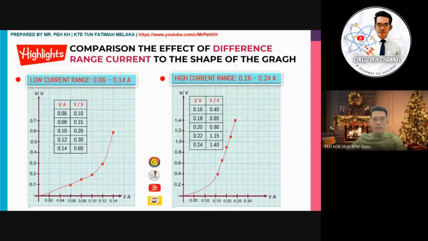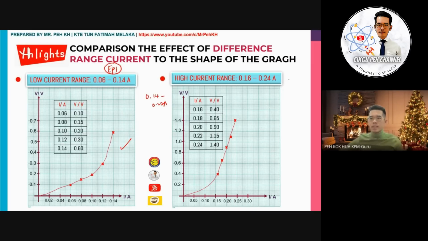So basically it will be like this. Okay, so in my previous video, episode 1, I gave the range for the experiment between 0.06 to 0.14 ampere, and the shape of the graph is actually like this. And the range of the current provided in the textbook is actually 0.14 to 0.22. So some of the students asked, if their reading is not in the range I discussed in episode 1, what will happen?